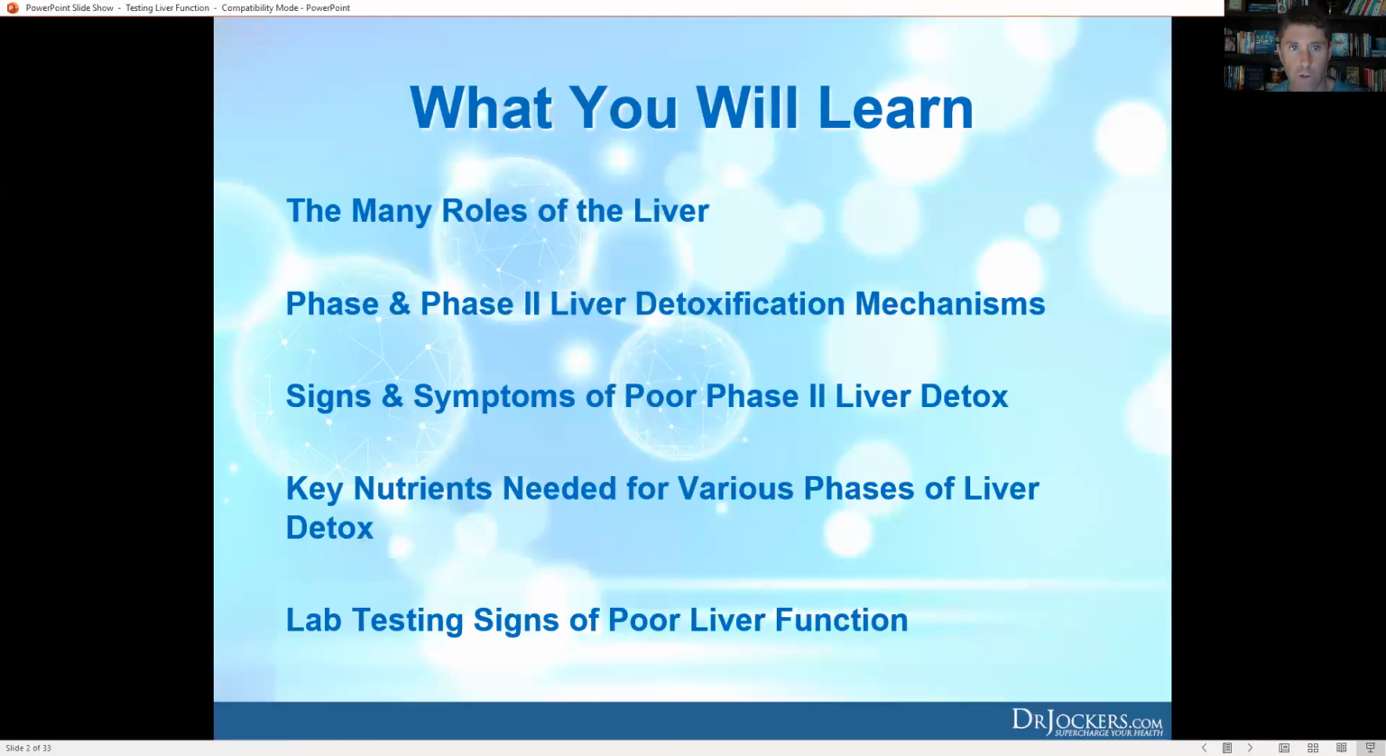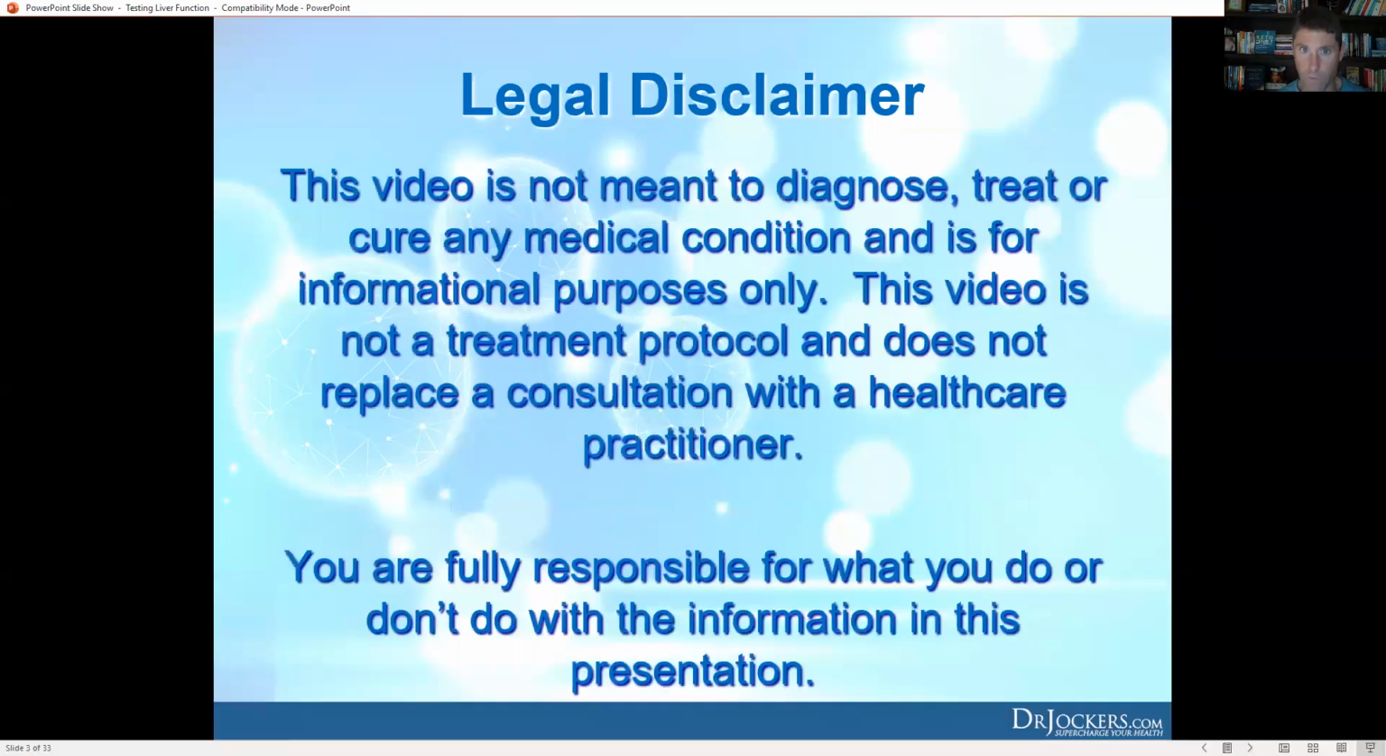And so what you're going to learn today is the many roles of the liver. We're going to talk about phase 1 and phase 2 liver detoxification mechanisms. So there's phase 1, phase 2, and phase 3, and we're going to go through all three. But I'm going to really break down a lot of the mechanisms of phase 2 liver detoxification in more specifics. We're going to go through signs and symptoms of poor phase 2 liver detox, key nutrients that are needed for various phases of liver detox, and lab testing signs of poor liver function.